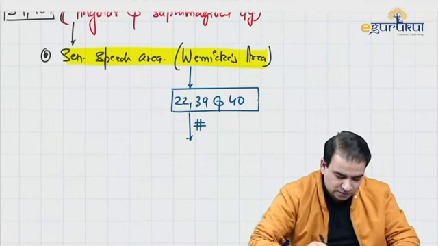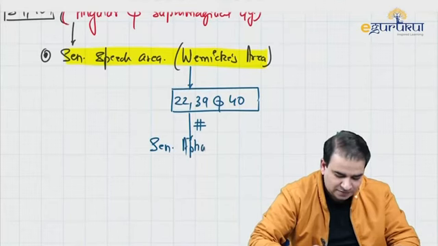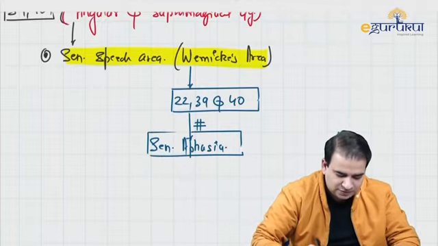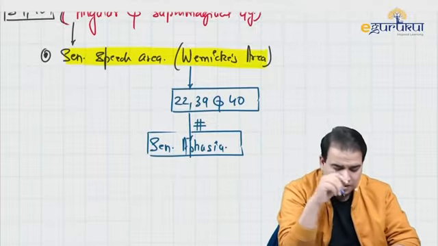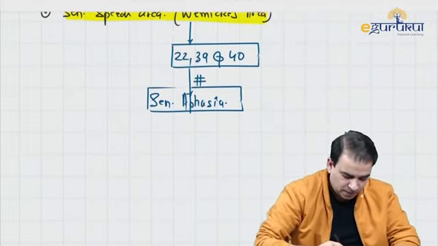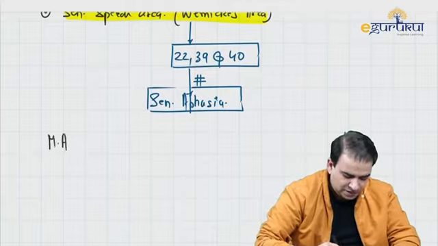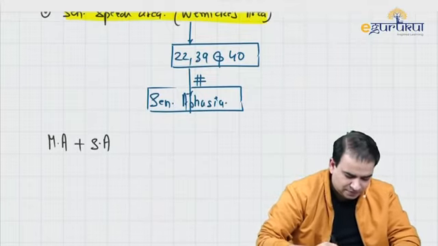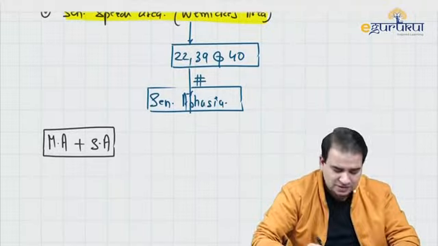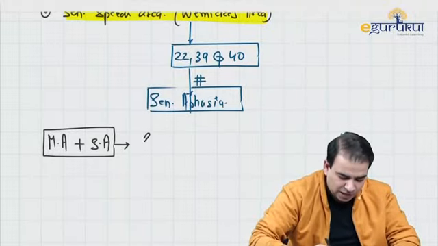Any injury to 22, 39, 40, that is the Wernicke's area, can lead to sensory aphasia. We just talked about motor aphasia, and this is sensory aphasia. As you know, when motor aphasia and sensory aphasia are seen together, that is global aphasia.